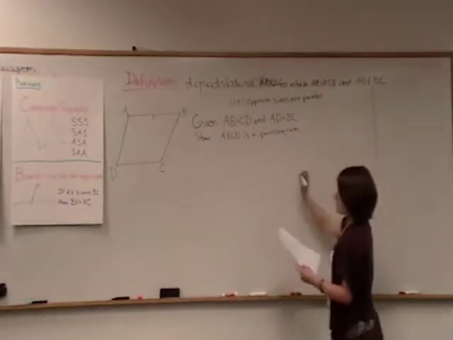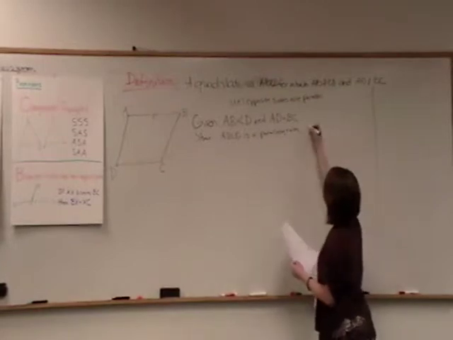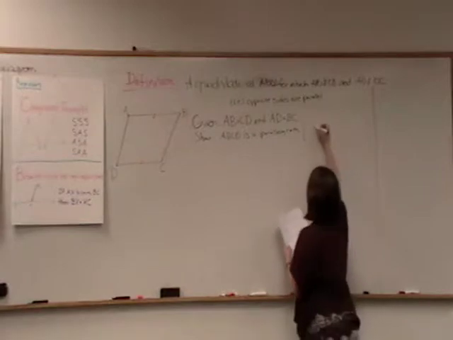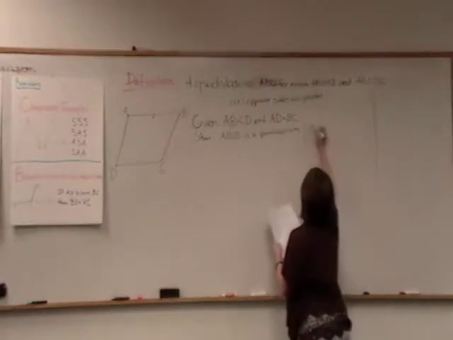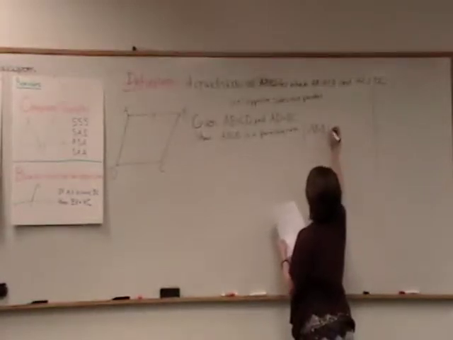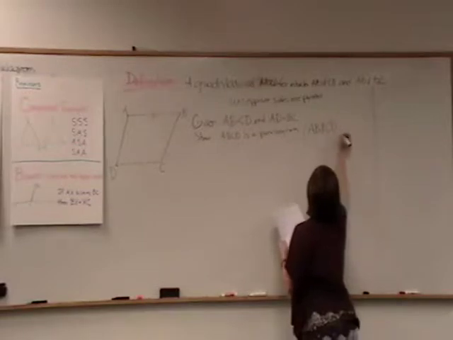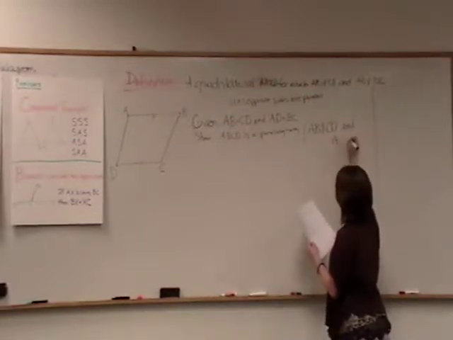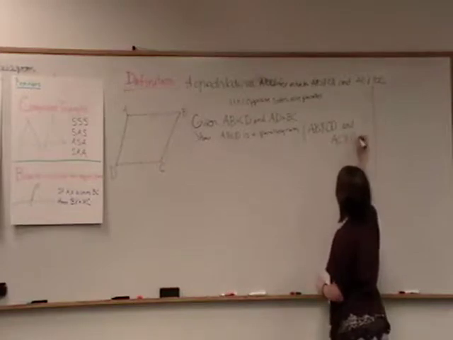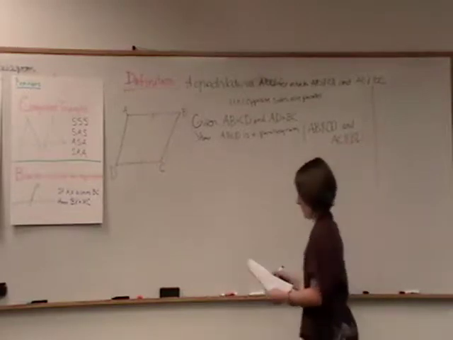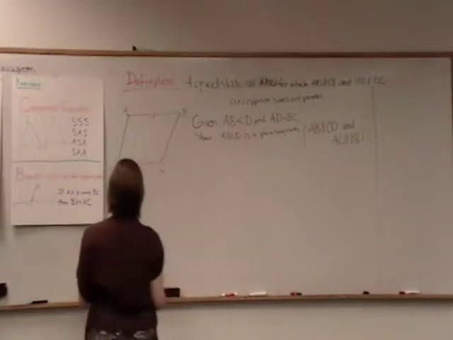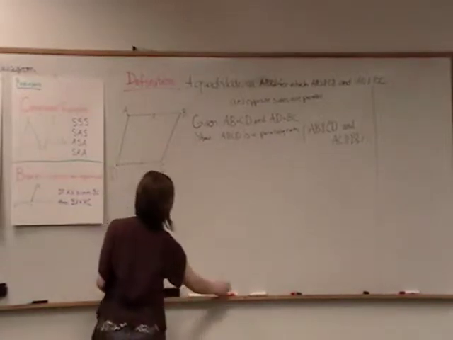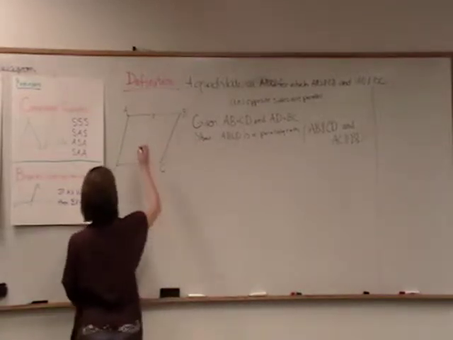So in other words, we need to show, based on our definition above, that AB is parallel to CD and AC is parallel to BD. Okay, so again, I'm going to add a line to our picture.